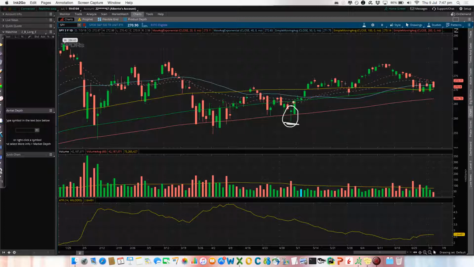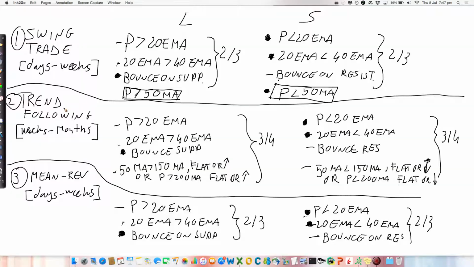Is the 50 above the 50, flat or sloping up? No, but the price is above the 200, sloping up, so this also is true, right?